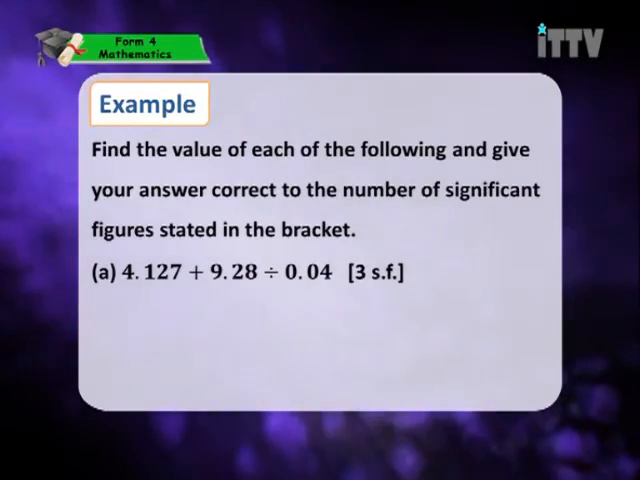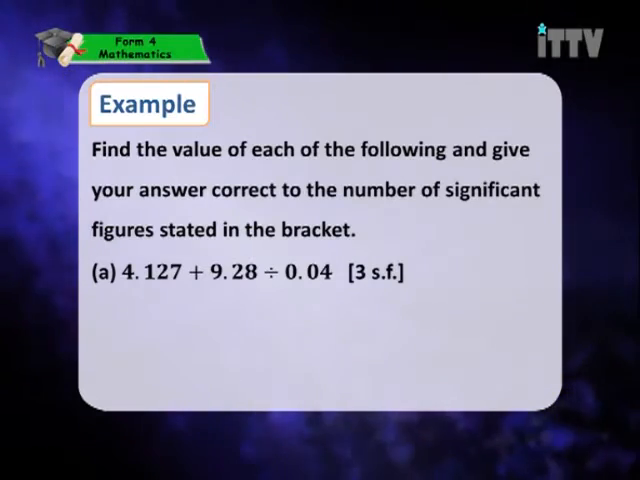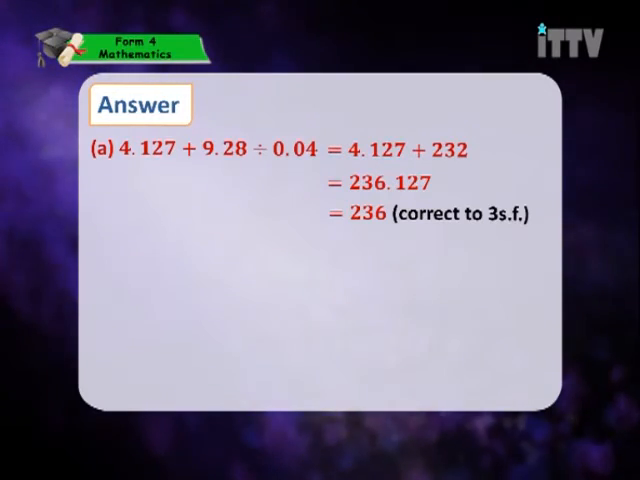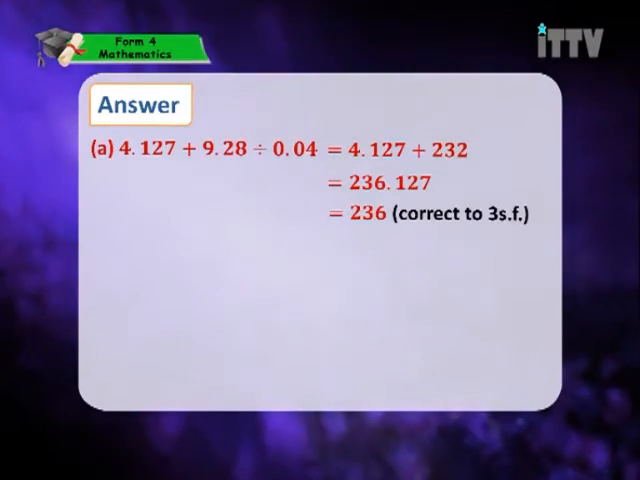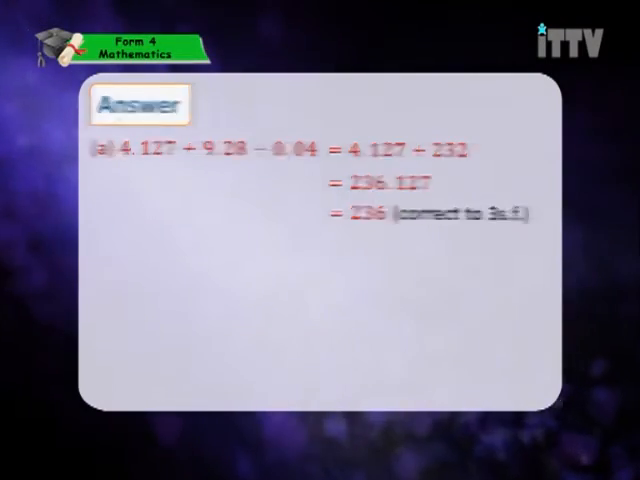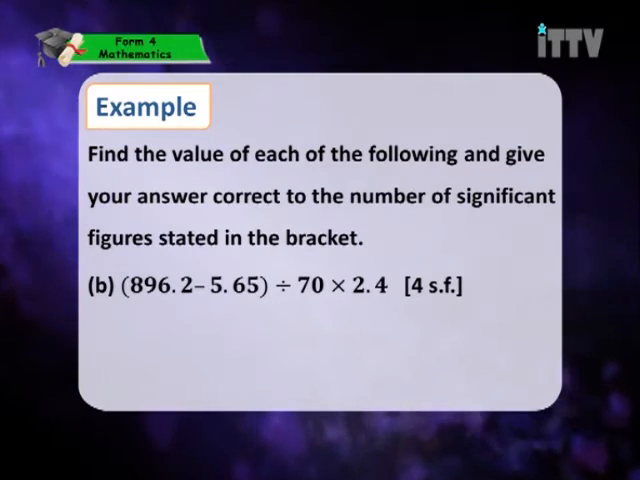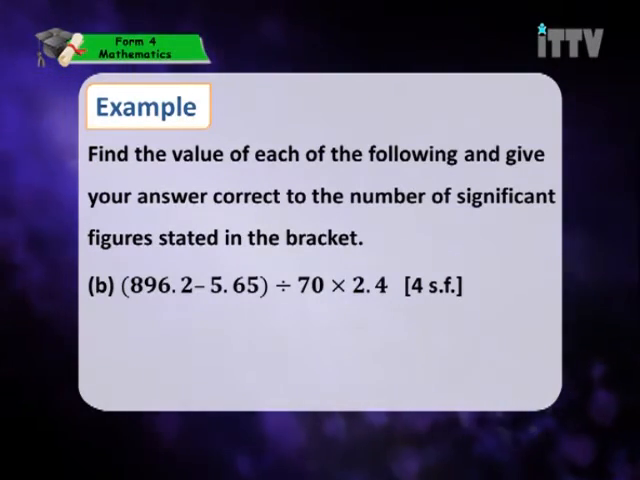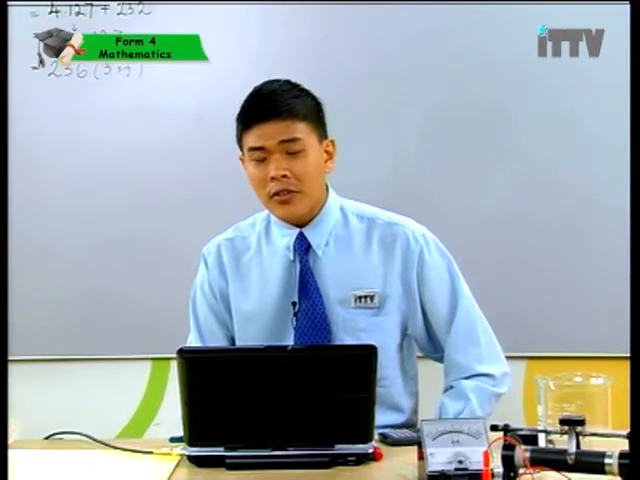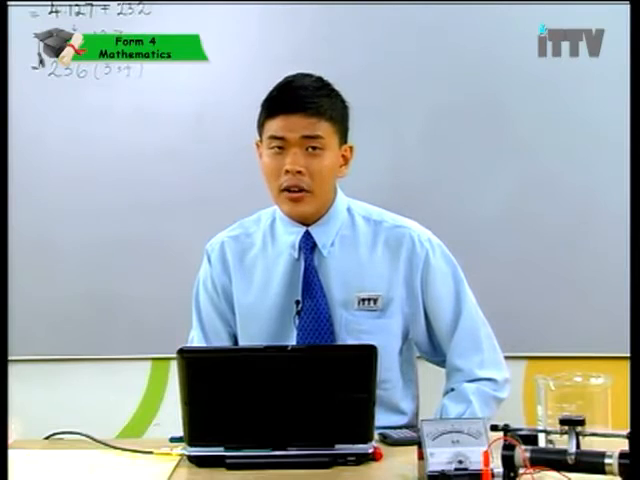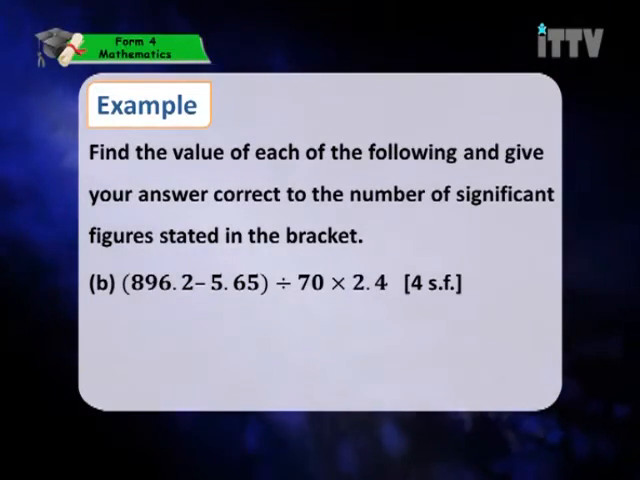Just a quick glance back at this question. And there you go. The answer correct to 3 significant figures is 236. Now let's move on to more operators. In example B, find the value of each of the following and give your answer correct to the number of significant figures stated in the bracket. You can look at question B, and you must round off the final answer to 4 significant figures. That is the level of accuracy that we want.